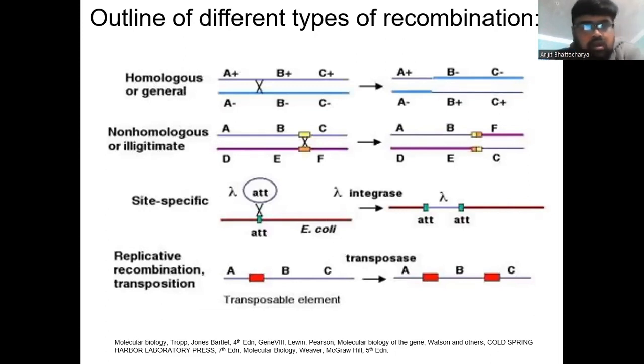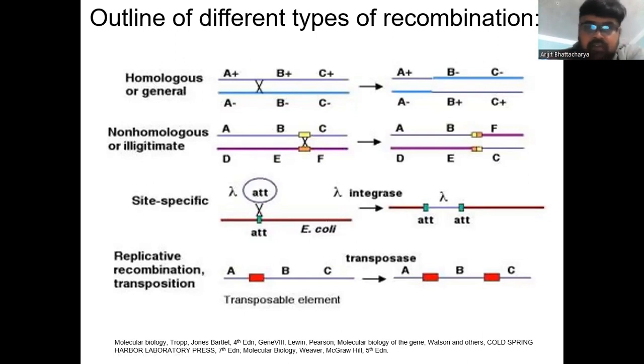Now, homologous recombination, as I mentioned to you, occurs between two homologous DNA sequences, right? So ABC and ABC, as it looks, are similar sequences. So when they recombine to produce some recombinant DNA, we call it homologous recombination. But if such an event occurs between two non-homologous sequences, we would call it non-homologous or illegitimate recombination.